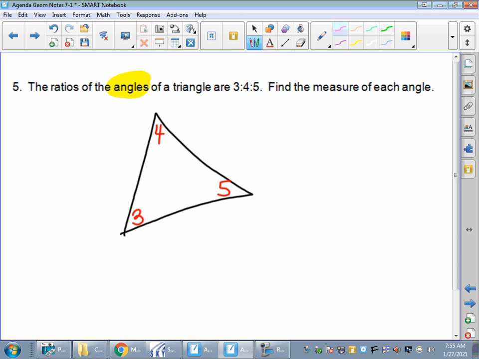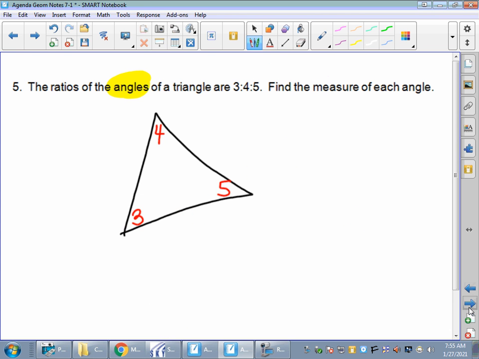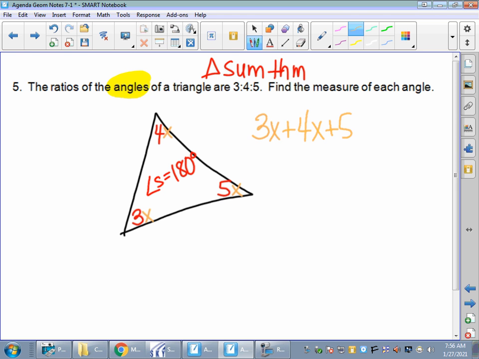But you know how in that last problem I wrote down perimeter equals 90 because it told us what the sides had to add up to? In a triangle, what do the angles have to add up to? 180 degrees, right? Angles equal 180 degrees. Triangle sum theorem. That one just keeps popping back around, doesn't it? So I'm going to do the same thing here. This is literally not 3 degrees. It's simplified. So I divided everything by something in order to simplify down to 3, 4, and 5. So I'm going to put x's on these again. So I know that my three angles, which happen to be 3x, 4x, and 5x, have to be equal to 180 degrees.